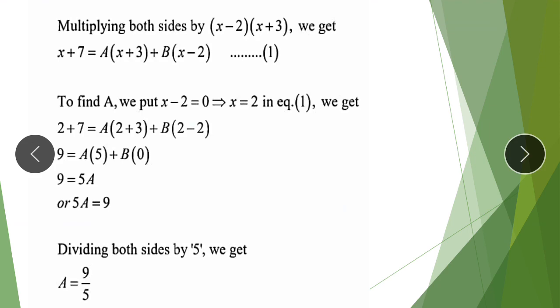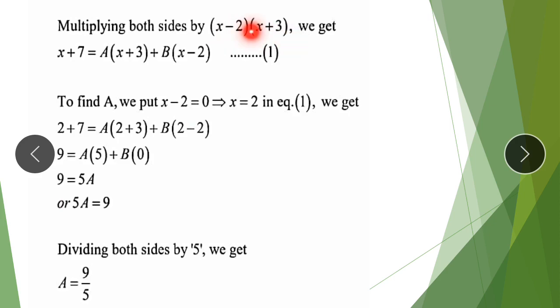Again the same procedure: we have to multiply both sides by the LCM and we will get this equation as a result, which is an equation of identity. Now we can put two values of x. One value of x will be 2 and the other value of x will be minus 3. When we put 2 instead of x in this equation, b will get 0 and 5a, so the value of a will be 9 upon 5. 5 will be shifted to that side of the equation.